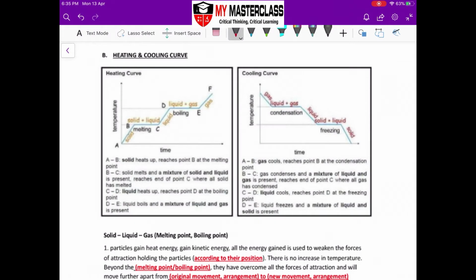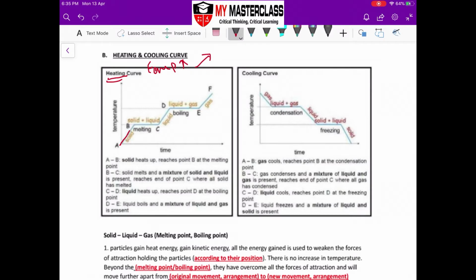Okay, so over here we have to look at the heating graph and the cooling graph. We must know how to draw and how to label all of them. Your heating curve, heating graph, your temperature increase, you should know your graph is an upward graph. So what's going to happen here?